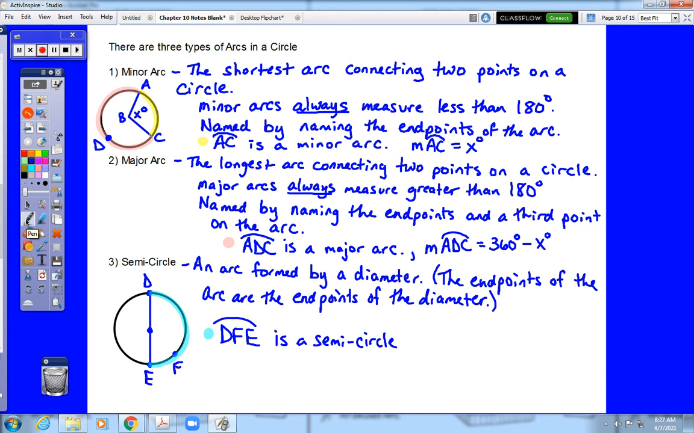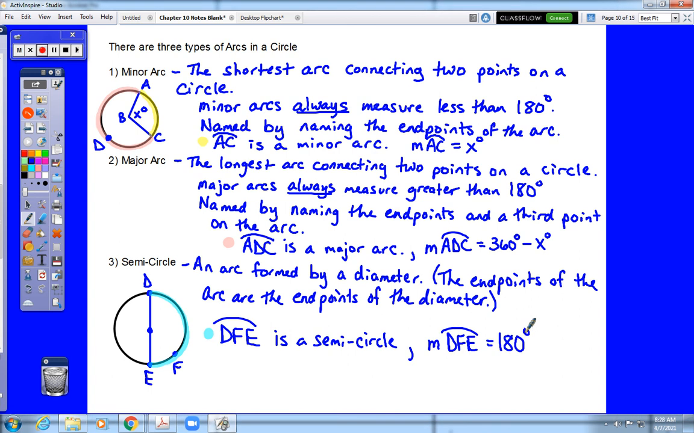And the measure of any semicircle is always half of the entire circle, or 180 degrees. Okay, semicircle is something we found the area of. We've probably found the circumference of a semicircle when you did composite shapes in junior high. Okay, we've seen that before. That should not be new news.